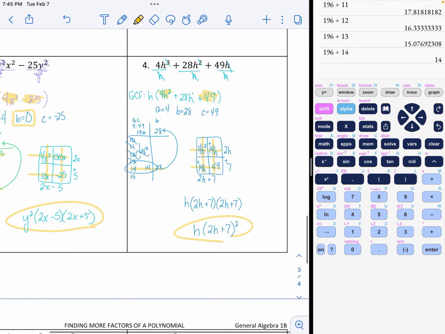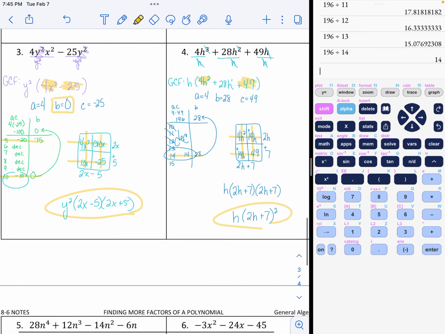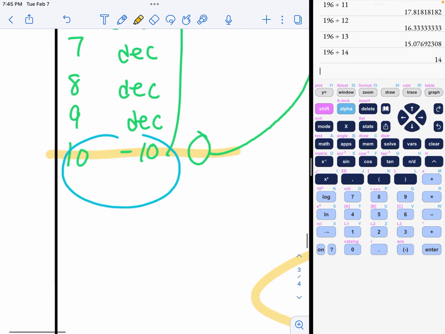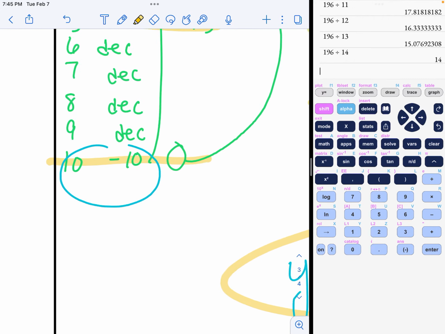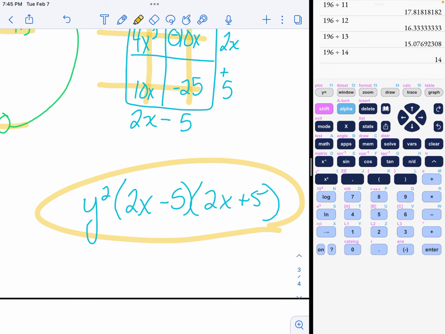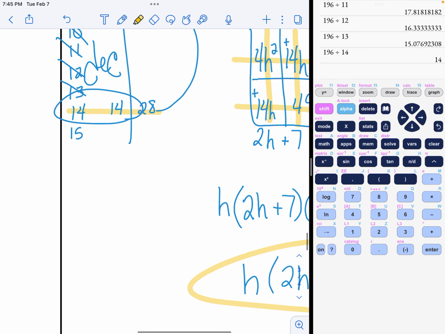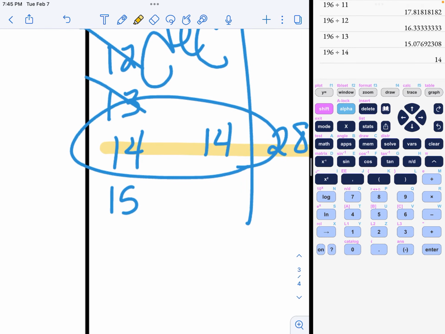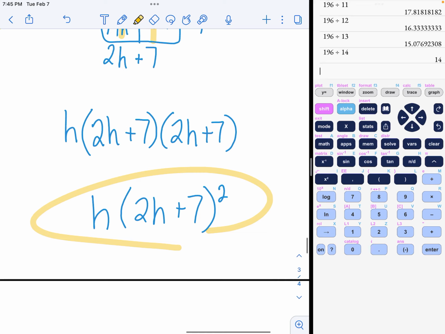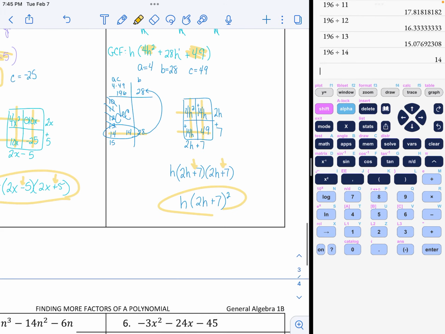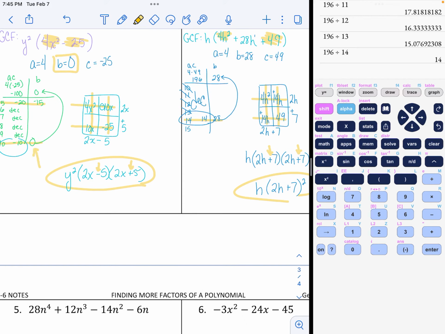I want you to see the difference between this one and the last one, because on this one, you remember how we used 10 and negative 10? Look at the signs. One was a plus and one was a minus at the end. But remember on this one, we used positive 14 and positive 14, so we had a double positive at the end. So the plus and the minus happens only when we need to get that 0 right there.